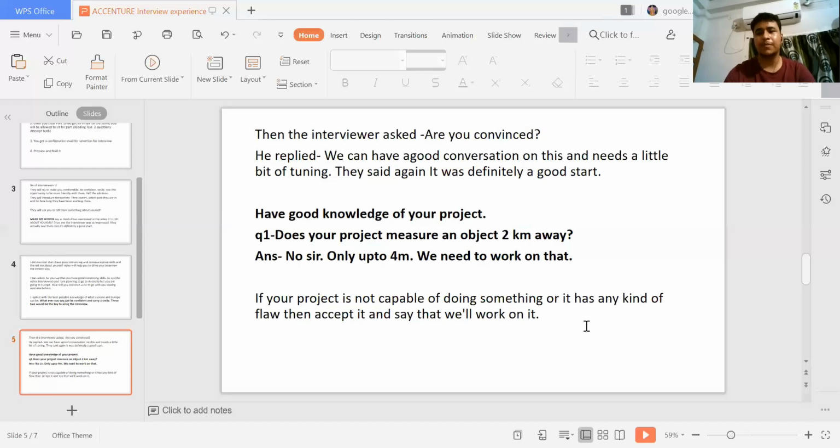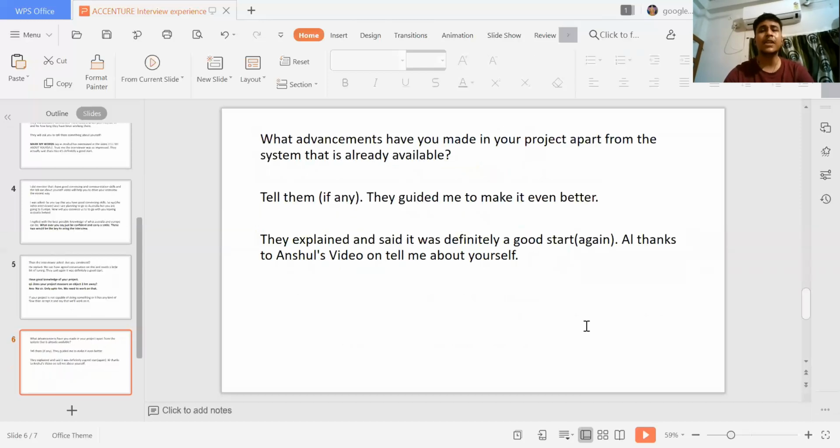Be appreciative. Take on more responsibilities. Show them that you can do this. We have to work on this. Okay, you need to improve. So they'll be impressed by that. Second, the other interviewer asked me, what advancements have you made in your project apart from the system that is already available? So let me give you a little hint about my project.